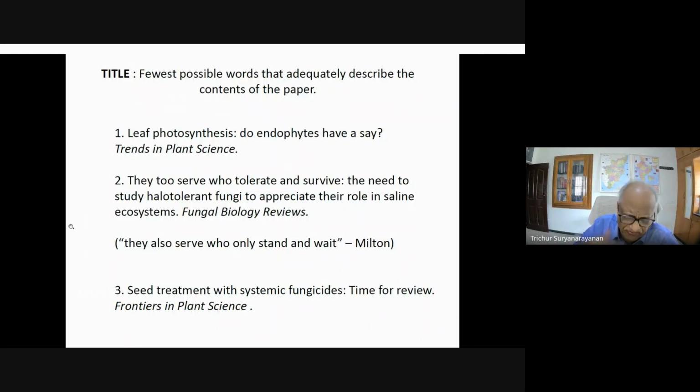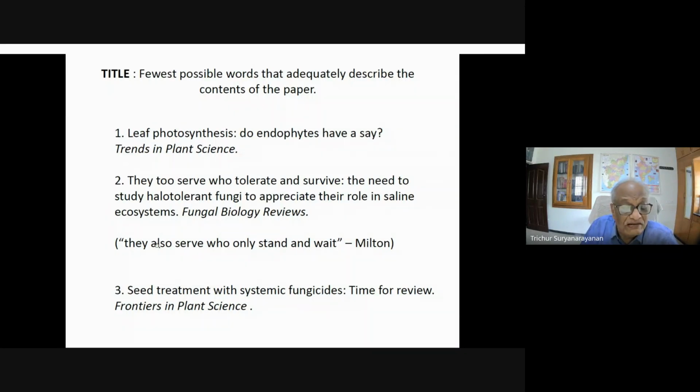So there is a paper, a review paper, saying that you should study these fungi as well. Don't ignore them. For that, the title we chose was "They Too Serve, Could Tolerate and Survive." Don't think only the obligately hypersaline are important. These fungi also tolerate and survive, and they may also serve. So that is the need to study halotolerant fungi to appreciate their role in fungal ecosystems.